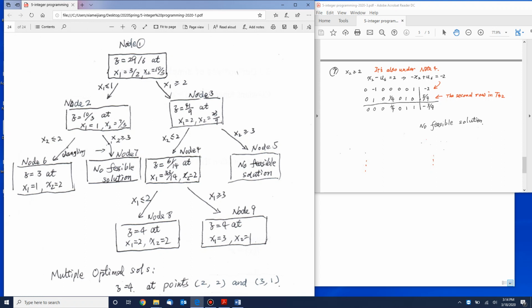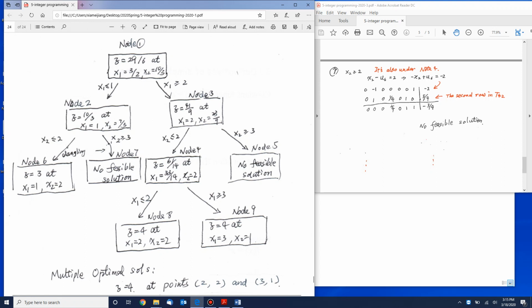So here, we leave node 4 as a dangling node, and we go back to node 2. For node 2, you could see that x1 is an integer and x2 equals 7/3. And 7/3 is between 2 and 3, right? So the left branch is x2 less than or equal to 2. The right branch is x2 greater than or equal to 3. And then when we solve this one, we got the optimal solution.